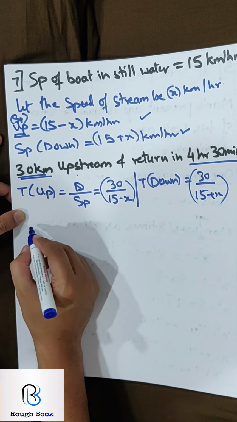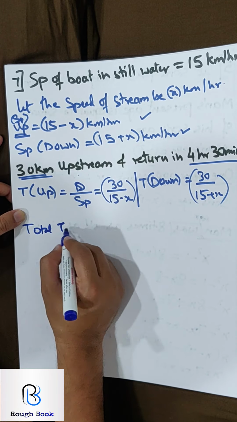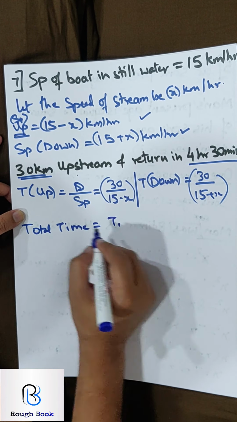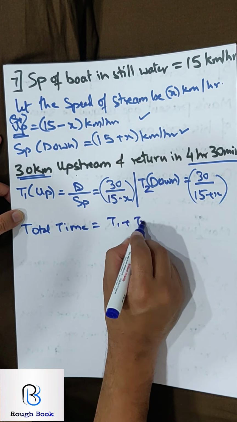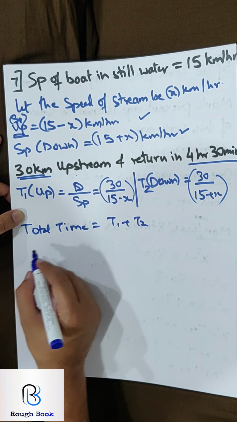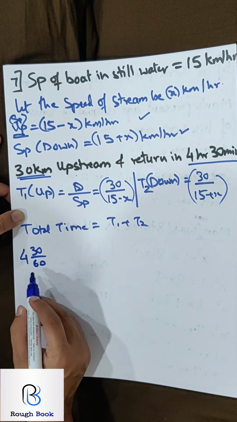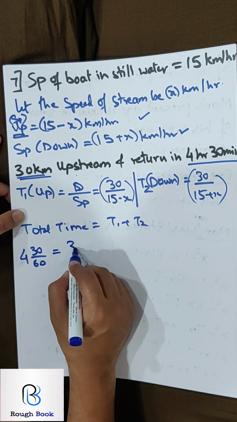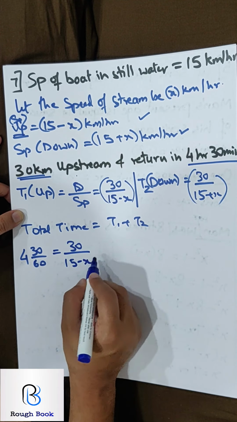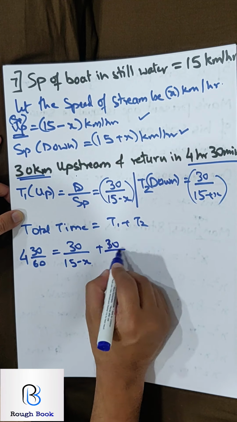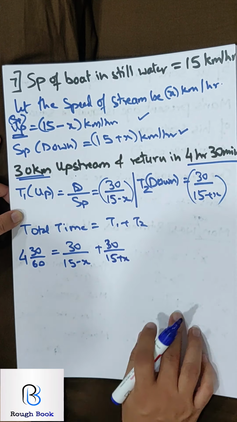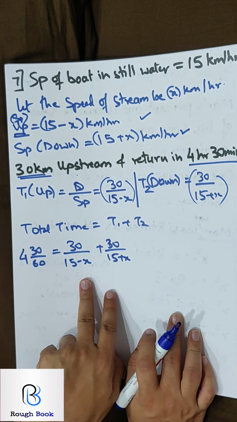So this time plus this time is the total time. So total time is time 1 plus time 2. The total time they said is 4 hours 30 minutes. You know how to write 30 minutes in mixed fraction format, right? This is going to be 30 upon 15 minus x plus 30 upon 15 plus x. Did you understand how to frame this?